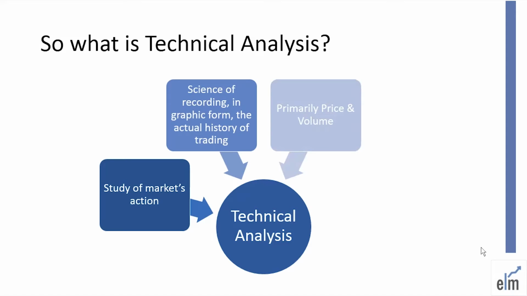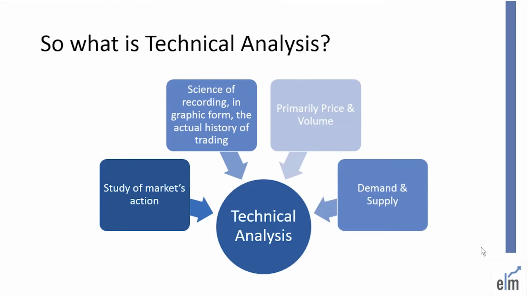In that chart, in a very primitive manner, primarily the two attributes that we have are price and volume, and it's mainly demand and supply that pushes prices up or pulls prices down. This demand and supply creates the trends on the upside or on the downside.